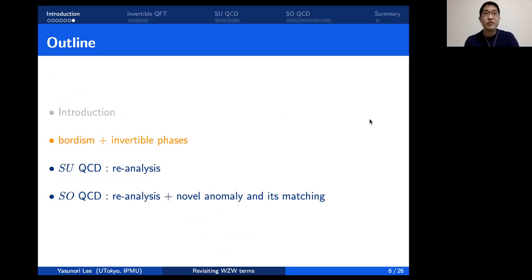Yes, I think I was doing the overview. In the next part, I will review what this Bordism thing is, and then describe its connection to a special class of QFTs called invertible phases or invertible QFTs. And this modern point of view is actually the main motivation of this work. After that, we reanalyze the SU QCD and SO QCD, and then take a further look at the novel aspects of SO QCD. So this is the plan of my talk.